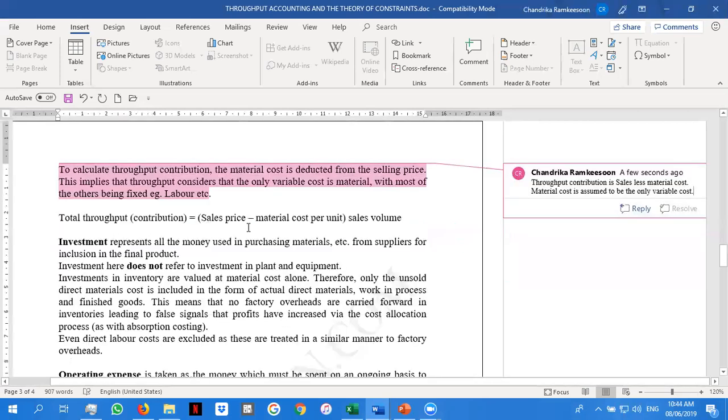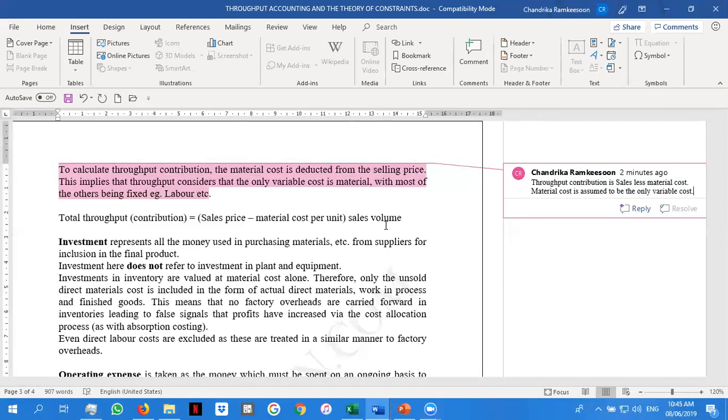So total throughput contribution is sales price take away material cost, times sales volume. The selling price is $100 and the material cost is $60. The throughput contribution is 40, and 40 times the sales volume, let's say 100 units, 4,000 would be the total throughput contribution. The throughput contribution for one unit, of course, will simply be the selling price less the material cost. But if we need to calculate it in total, of course, we'll simply multiply it by the total amount of units.